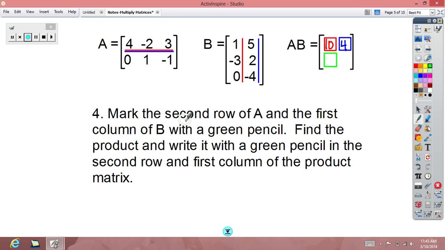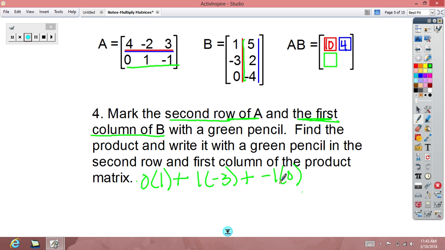So I'm going to move on to the second row and the first column of B. So here, second row of A, right? Here's our second row and first column, and I'm going to do the same thing we did in the first column. Second row, first column, and then second row, second column. So 0 times 1, add them together. 1 times negative 3, add them together. Negative 1 times 0, do the sum. 0 times 1 is just 0, 1 times negative 3 is minus 3, negative 1 times 0 is 0, and so my answer here is negative 3.